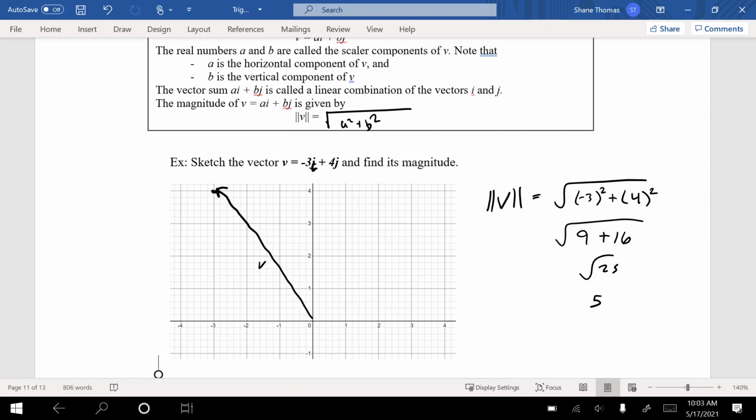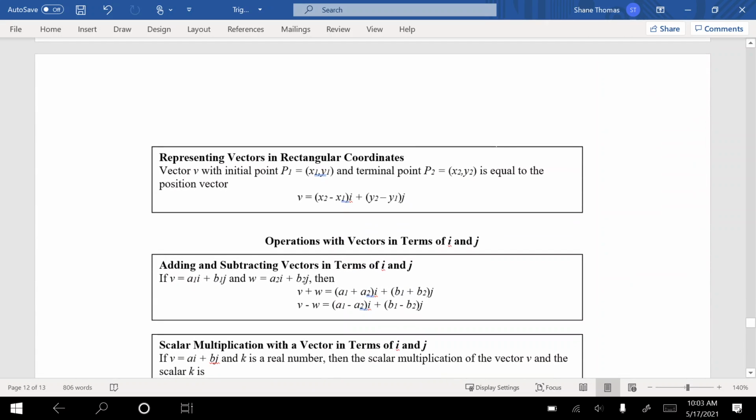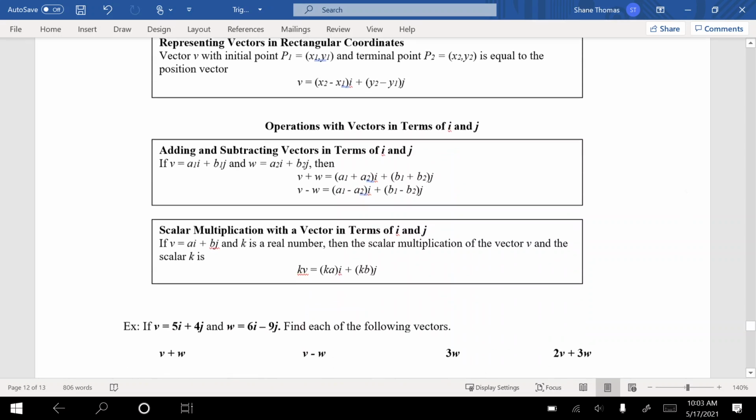With me so far? Okay. I don't think this lesson is really crazy. There's not a whole lot of crazy concepts, but there's a whole bunch of definition type things. All right, moving forward. This is just the official representation of vectors in rectangular coordinates. If it has the initial point and a terminal point, you would use that, like we just said. I is the horizontal, J is the vertical.